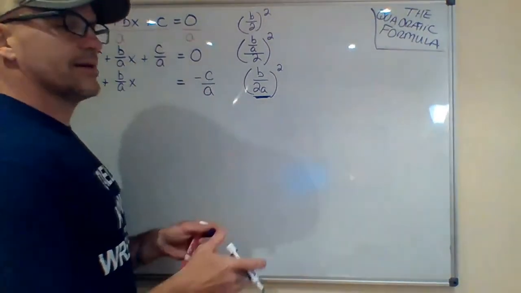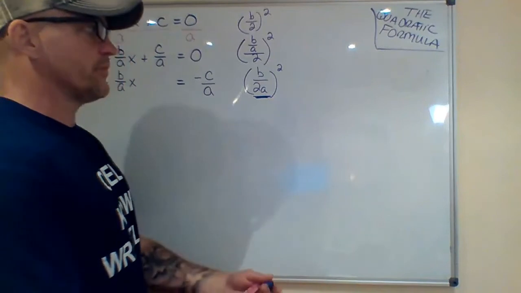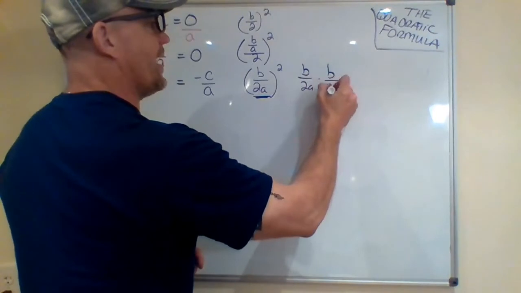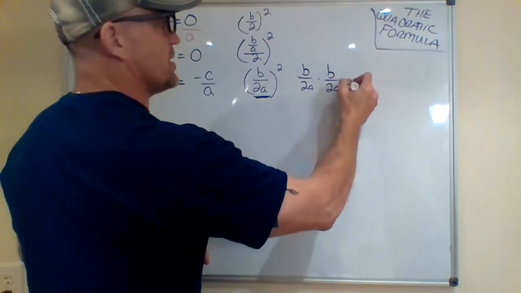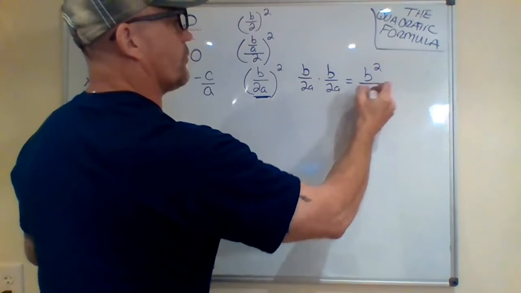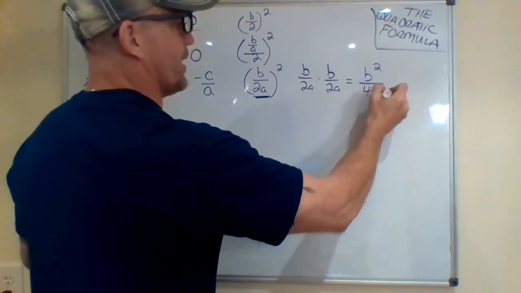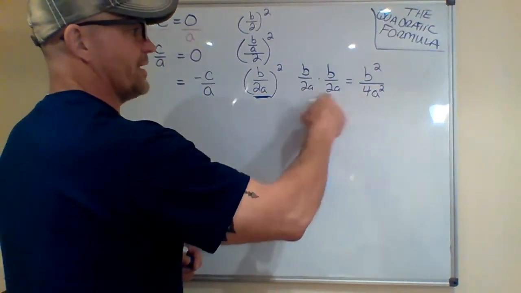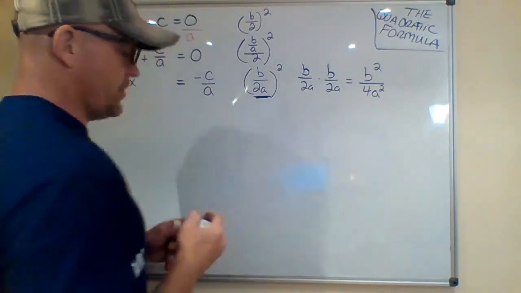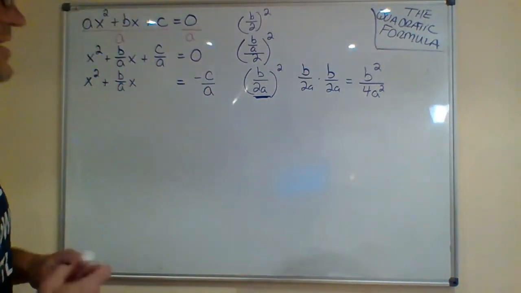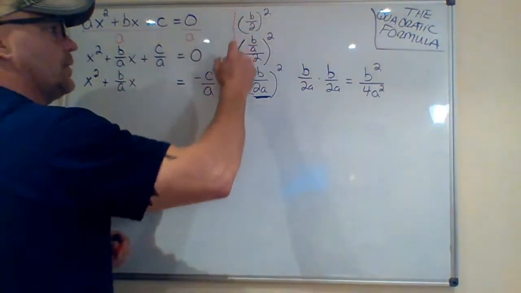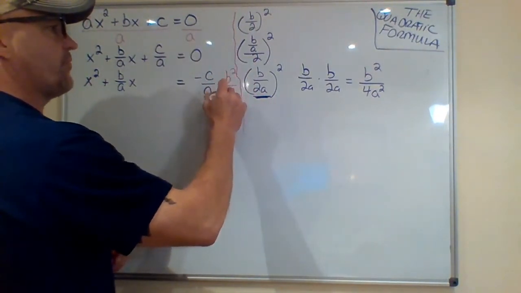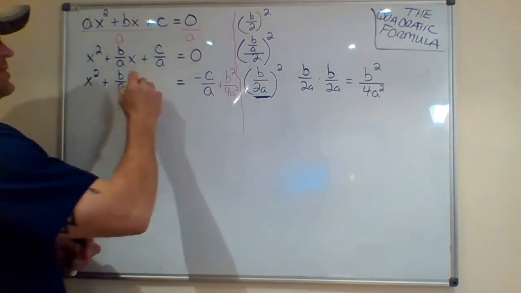b over 2a squared is simply b over 2a times b over 2a. And if I do b over 2a times b over 2a, it makes sense that that's going to become b squared over 4a squared. Think about that for a second. b times b is b squared. 2 times 2 is 4. a times a is a squared. So that's my new c value, or constant, that I'm going to add in. So trying to keep this all separated, I'm going to add that b squared over 4a squared to both sides.